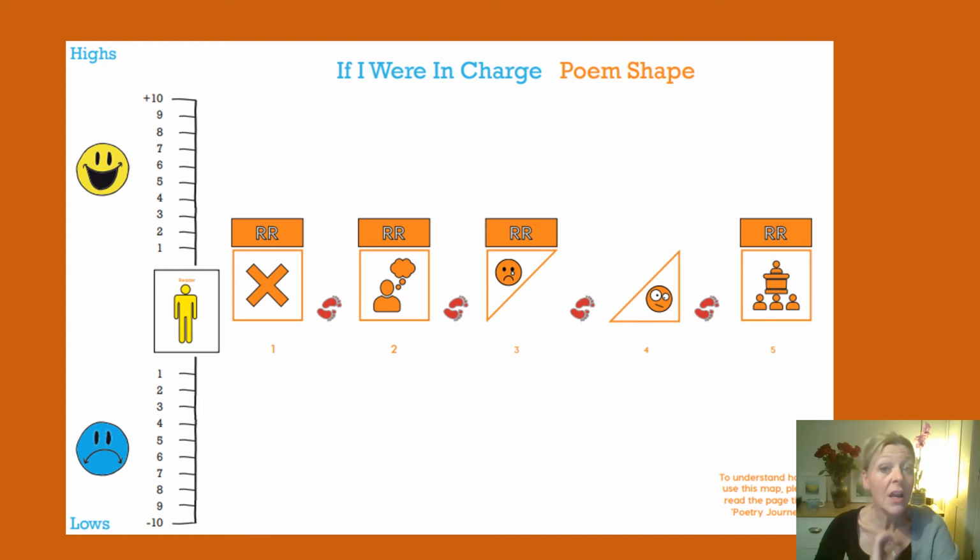So if I were in charge, this is the shape of the poem that we're going to work on. We're going to start with cancelling, then we're going to imagine, then we're going to get rid of the negative, then we're going to be a little bit silly, and we're going to end with what we would do overall.